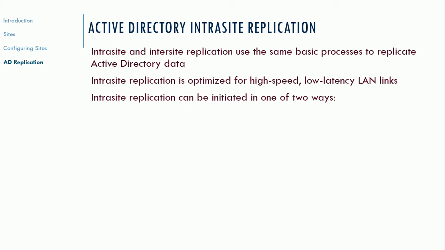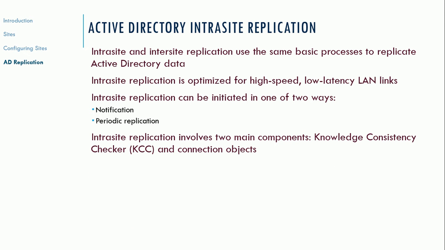Intra-site and inter-site replication use the same basic process to replicate Active Directory data. Intra-site replication is basically replication that's happening within the same site. So it's assumed that it's a low latency, high speed local area network. Inter-site replication is replication between different sites, where it's assumed that the speed between these networks might have a higher latency, it might be less speed, effectively. Replication can be initiated through notification, or periodic replication every once in a while.